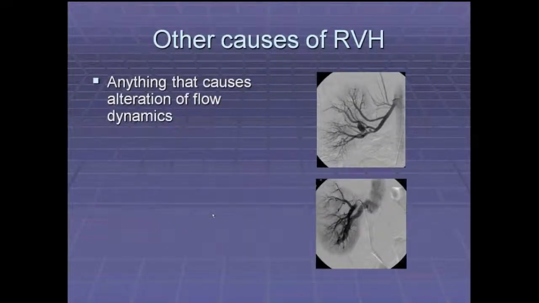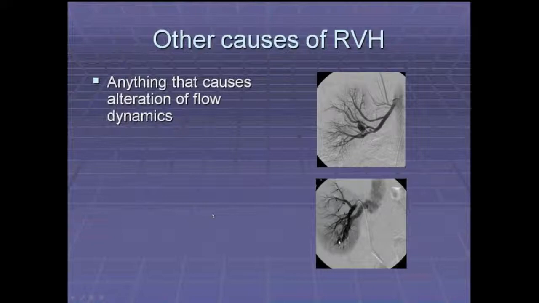So, other causes of renal vascular hypertension that aren't related to renal artery stenosis: anything that causes alteration of flow or dynamics can lead to hypertension, such as in this case, we see a child with multiple aneurysms emanating off the renal artery itself. So with aneurysms, it alters the renal perfusion. Notice here that there's hypoperfusion of this segment during this phase of arterial imaging as a result of the altered hemodynamics related to the underlying aneurysms.